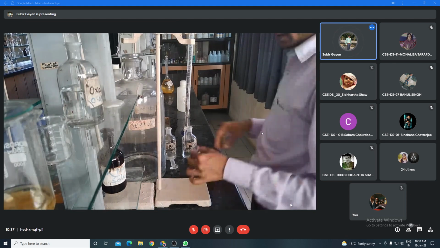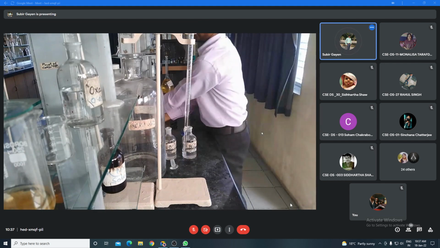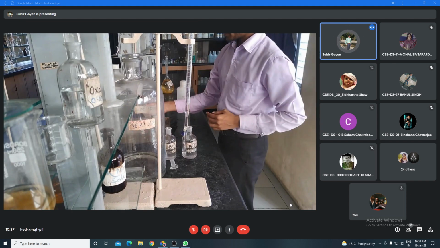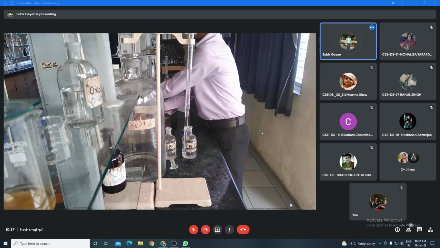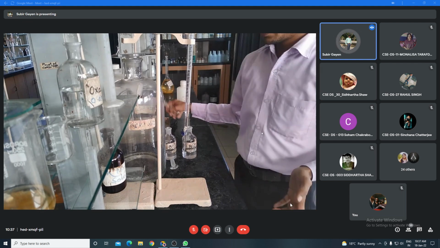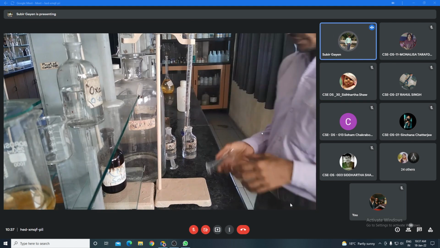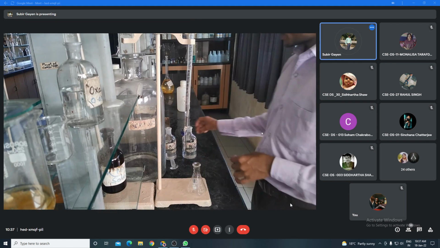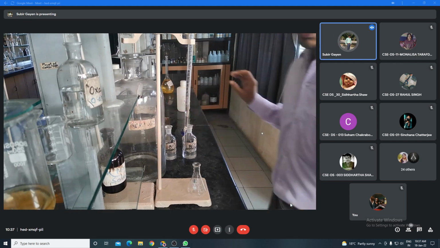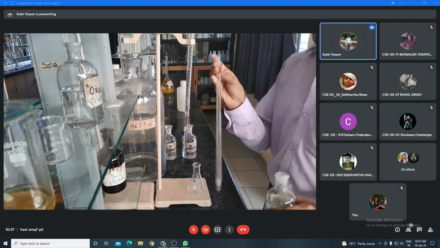Okay, and now for confirmation, I will take another reading because this standardization is very vital. If the standardization procedure is wrong, then the strength of the NaOH solution will be wrong and the total experiment will be wrong. So for confirmation, I will take another reading for the standardization. So again the same procedure, I will take 2 ml of oxalic acid by graduated pipette.